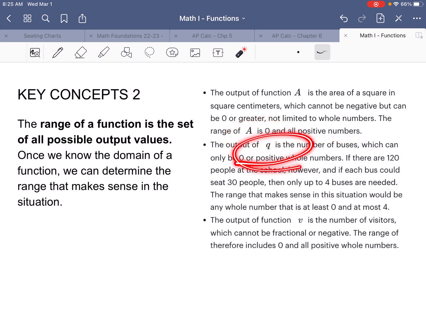The output of Q is the number of buses. Well, again, it could be 0 or positive whole numbers, and if there's 120 people at the school and each bus could seat 30 people, then you only need up to 4 buses. So your range would be 0, 1, 2, 3, or 4.